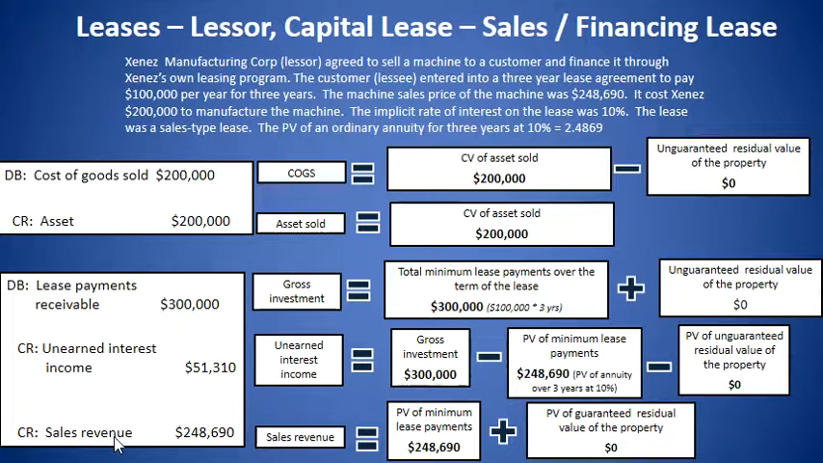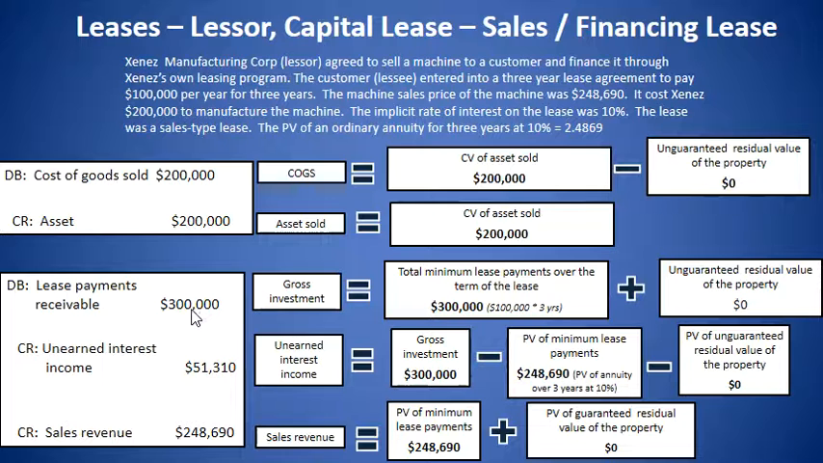So let's start off with the lease payments. Again, we're going to calculate what we call the gross investment, and it is our total minimum lease payments over the term of the lease, which is basically $100,000 annual payment a year times 3 years. So the total minimum lease payments we have are $300,000. Now to that we would add any unguaranteed residual value of the property, but in this case there is no unguaranteed residual value, so that would be zero. So the lease payments then would be equal to $300,000.